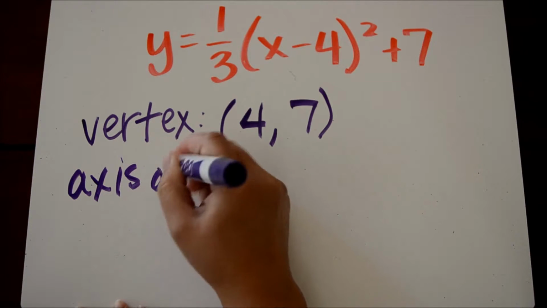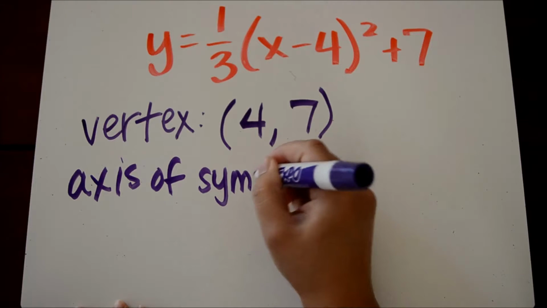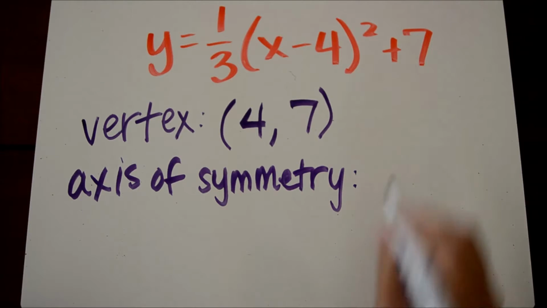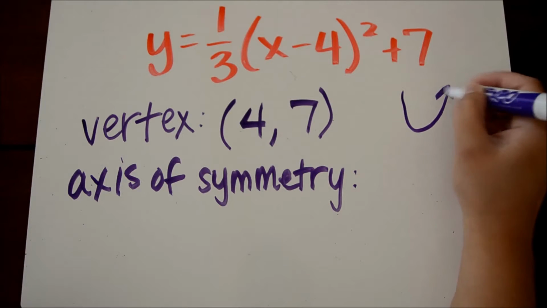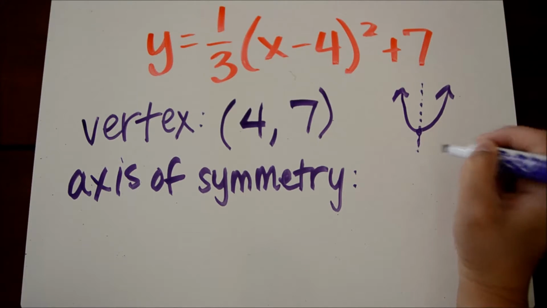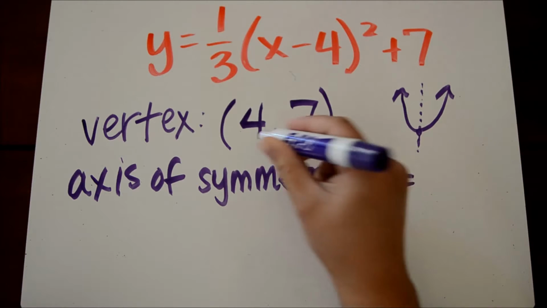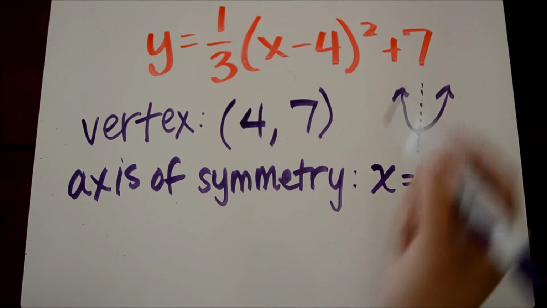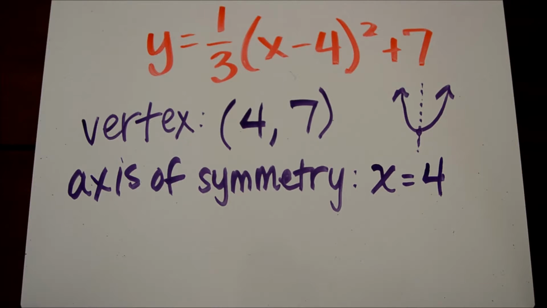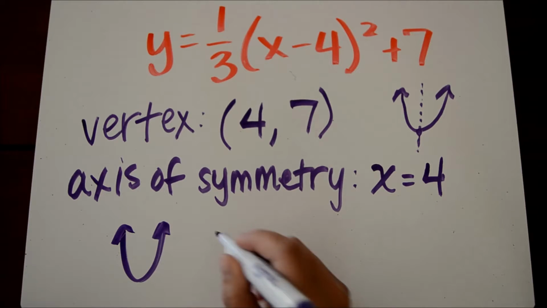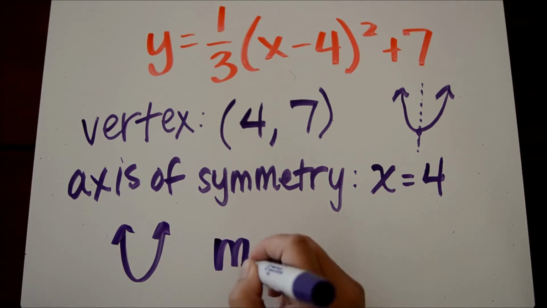The axis of symmetry always cuts through the middle of our vertex. And so if you want a visual, this is what it looks like. It's an invisible line that cuts right through. Therefore, it's always x equals whatever the x value of our vertex is. So in this example, it's x equals 4. And since our a value is positive, we know that our graph opens upward, which means we have a min.